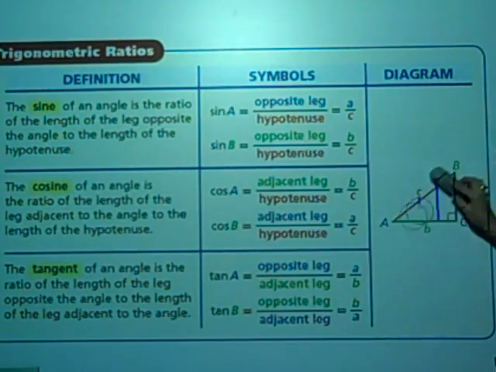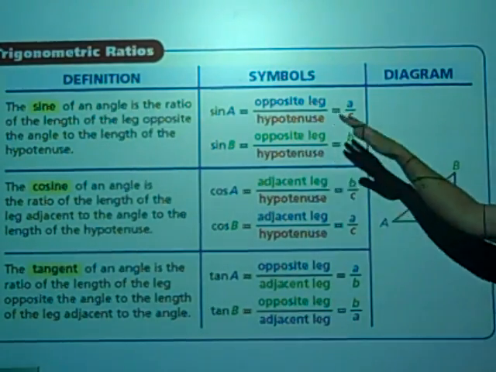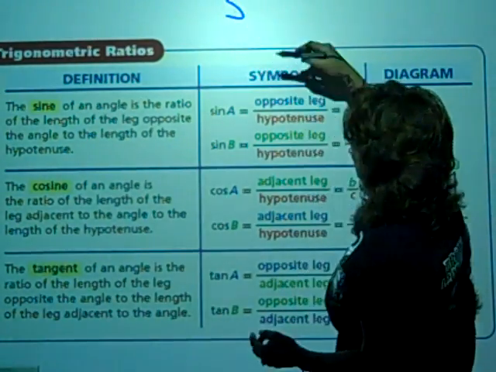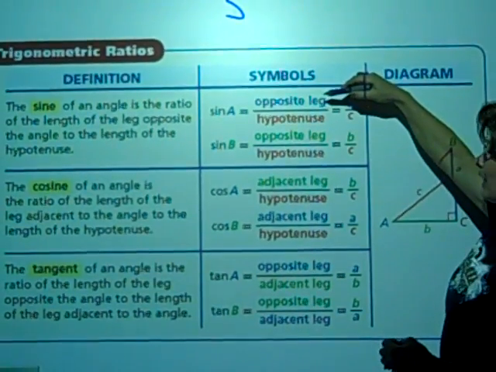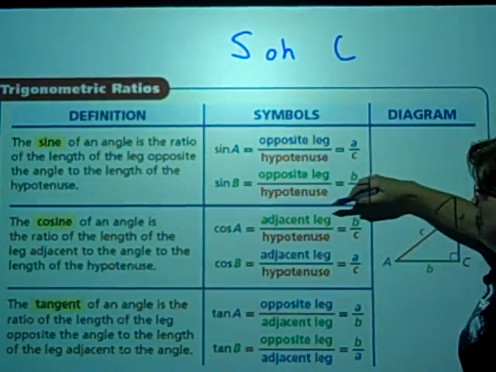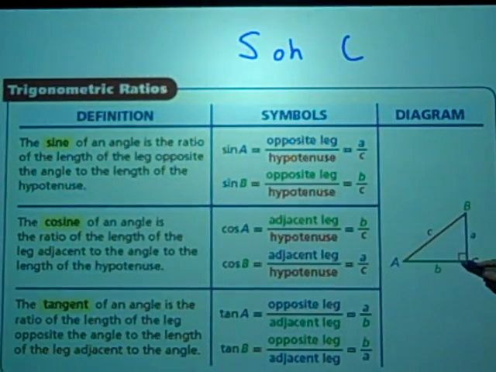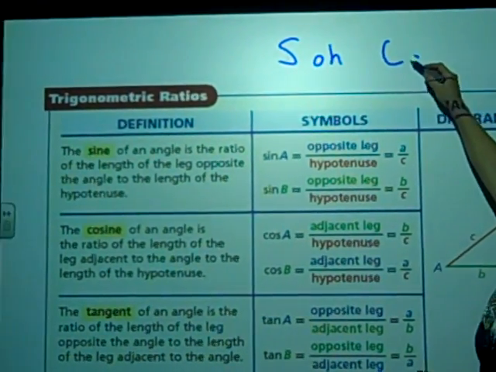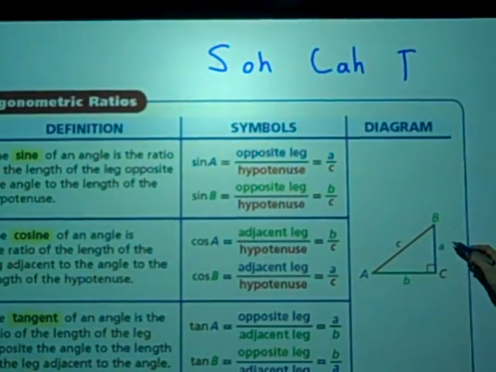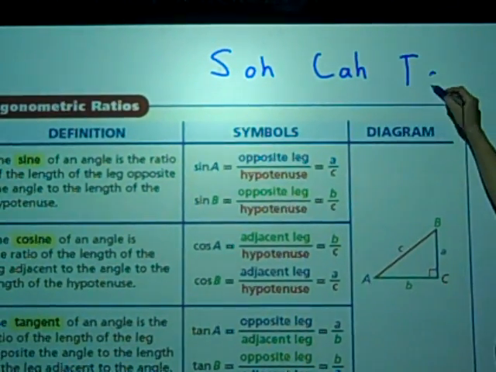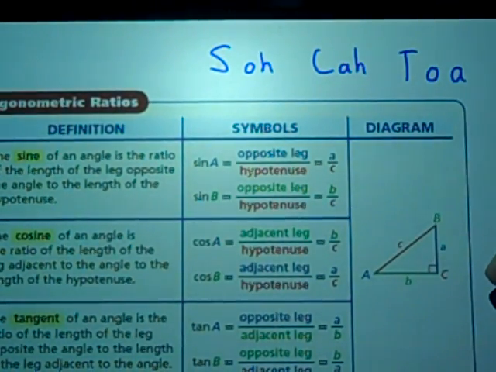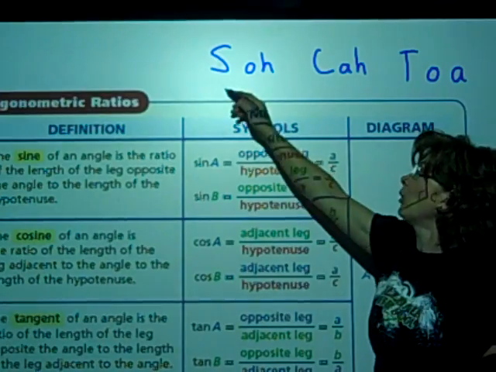Those ratios are the sine, which is the leg opposite the angle over the hypotenuse. The cosine, which talks about the leg adjacent to the angle and compares that to the hypotenuse. And the tangent, which compares the leg opposite the angle to the leg adjacent to the angle. When you write out sine, cosine, and tangent ratios, you get the word SOHCAHTOA.